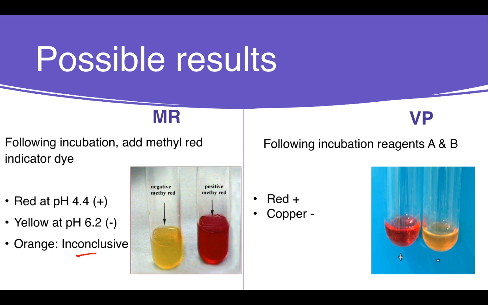Use something else. For the VP, once the reagents A and B are added, if it turns red during any time in the first hour, it is considered positive. But if it remains sort of a copper color, then we will consider that negative. So that's it for these two physiology tests.